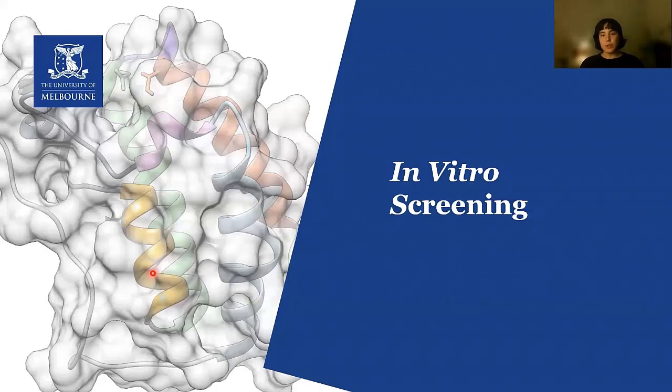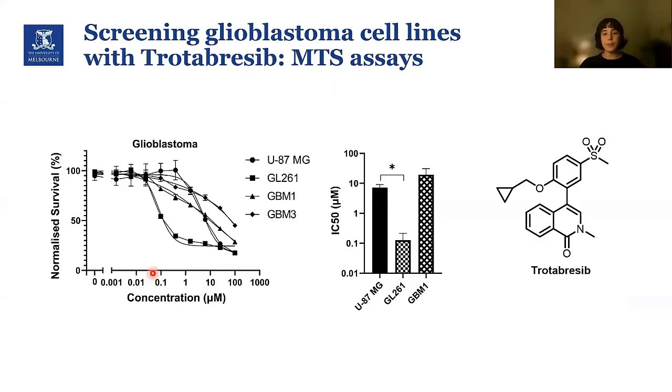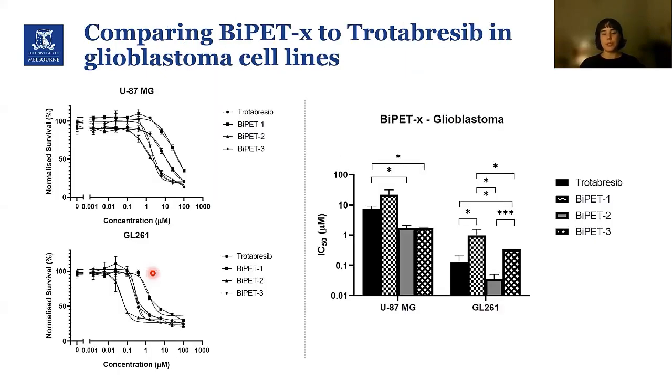Next we did some in vitro screening to select suitable cancer models, glioblastoma models, for our in vivo study. First we screened a panel of 4 glioblastoma cell lines. We had U87MG, GL261, GBM1 and GBM3, which were patient-derived samples. We screened these with our parental compound trotabresib. What we found was that U87 was a weak responder and GL261 responded well and gave us nice curves. We then proceeded to screen our compounds in these 2 cell lines.